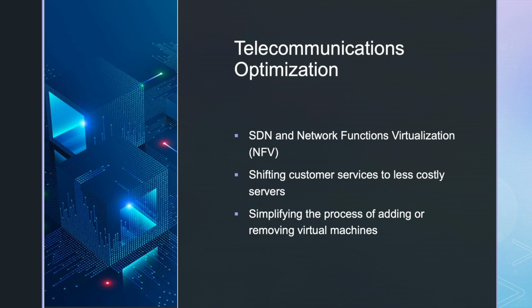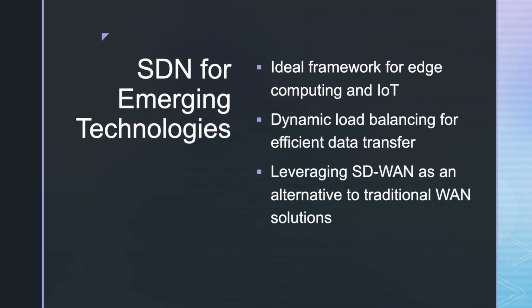SDN contributes to telecommunications optimizations through network functions virtualization. It enables the shift of customer services to less costly servers, making networks highly adaptable to changing demands. The speed and flexibility of SDN makes it ideal for supporting emerging technologies like edge computing and the Internet of Things. These technologies require rapid and efficient data transfer, a capability that SDN inherently provides.